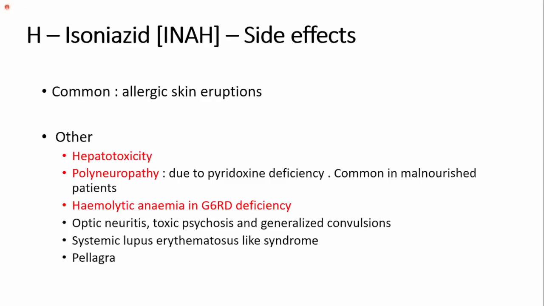Another side effect that you should not forget is hemolytic anemia, which can happen in patients with G6PD deficiency. Sorry for the spelling mistake. So G6PD deficiency will cause a hemolytic anemia. And there are other side effects, like optic neuritis, toxic psychosis, and sometimes seizures. And if you have heard, there is a disease called systemic lupus erythematosus. Some medicines can mimic that syndrome. INH is one of them, and they can also cause pellagra due to vitamin deficiency.